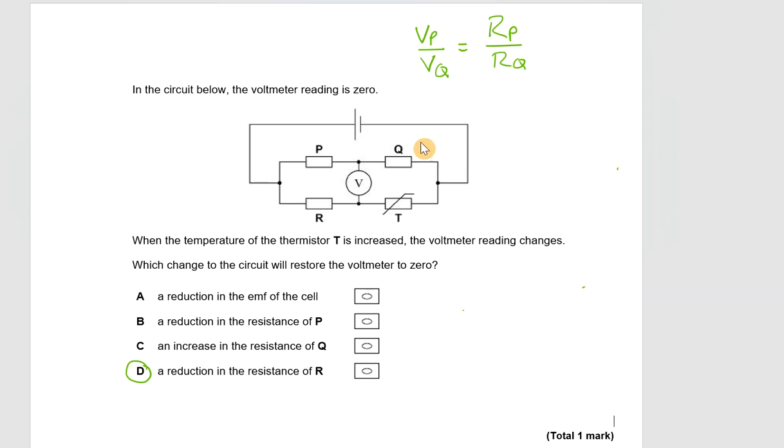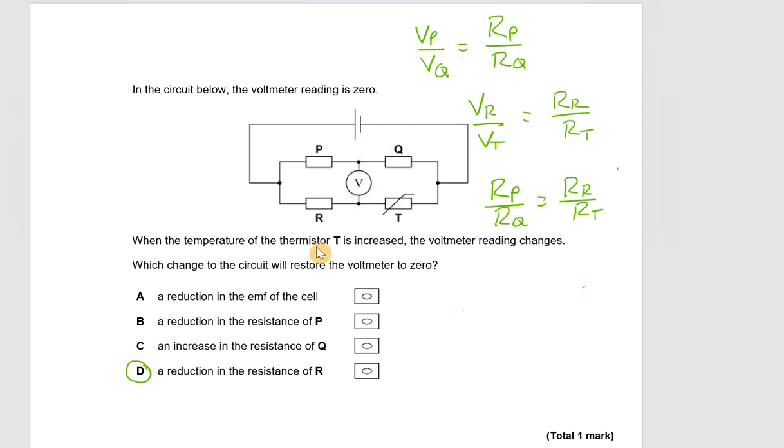Now, given that that's a true statement, I could also say that the potential difference across R over the potential difference across T is equal to the resistance of R over the resistance of T. Given the fact that these potential differences across P and R are the same and across Q and T are the same, I can now write the following. I can say that the ratio of resistance of P over the resistance of Q is going to be equal to the ratio of resistance R over resistance T.